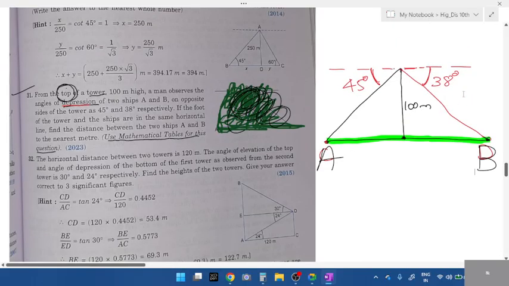This is the angle of depression concept. This I'll write as C, this I'll write as D. A man is standing on top here, observing ship A. This is 45 degrees, you can read it like this: 45 degrees inside through the parallel line concept, and 38 degrees inside like this. We need to find the distance between them.